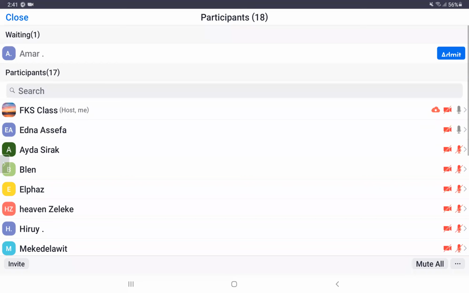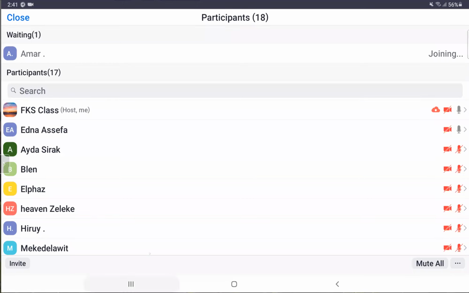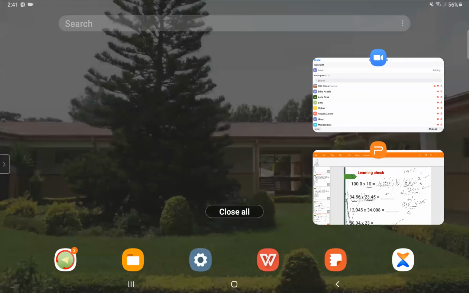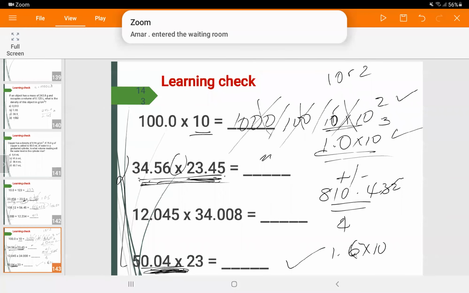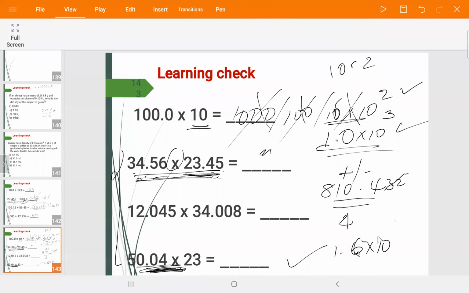1.6 times 10 to the power of 2. 1.6 times 10 to the power of 2. 10 to the power of 4. 1.6 times 10 to the power of 2.